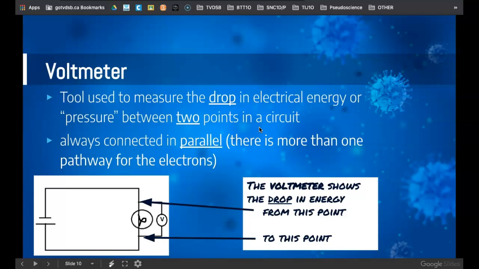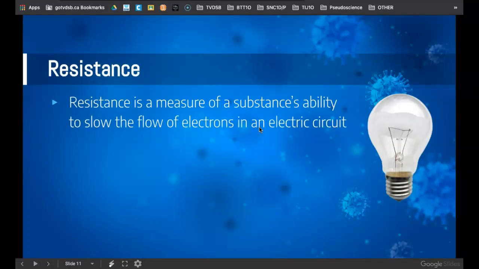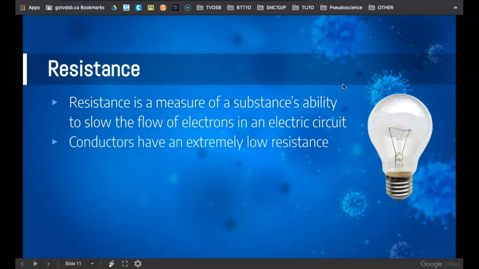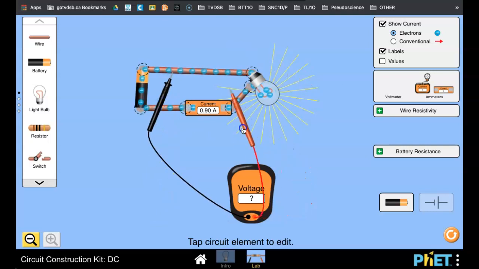Okay? All right, so I've mentioned the word resistance a few times. So let's talk about that quickly. The resistance is a measure of a substance's ability to slow down the flow of electrons in an electric circuit. So, for example, conductors have an extremely low resistance. So our electrical wire has very little resistance, and as a result, the electrons don't get slowed down by it.